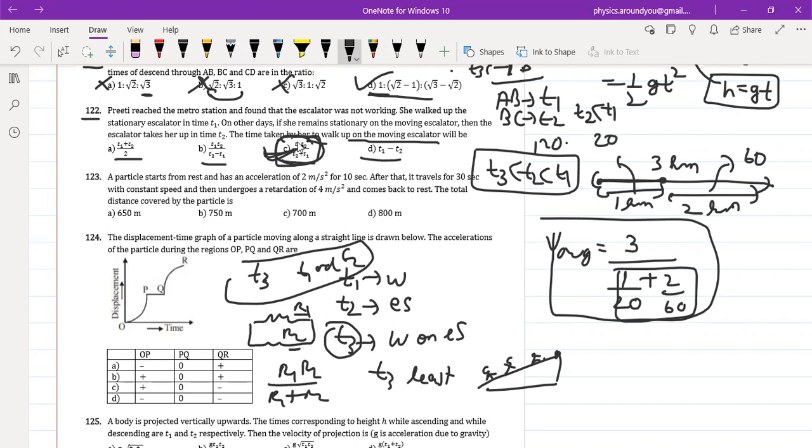We didn't use any equations. We just used common sense. She will make it to the top very quickly, with very less time, if she is walking on a moving escalator. So that is 122.